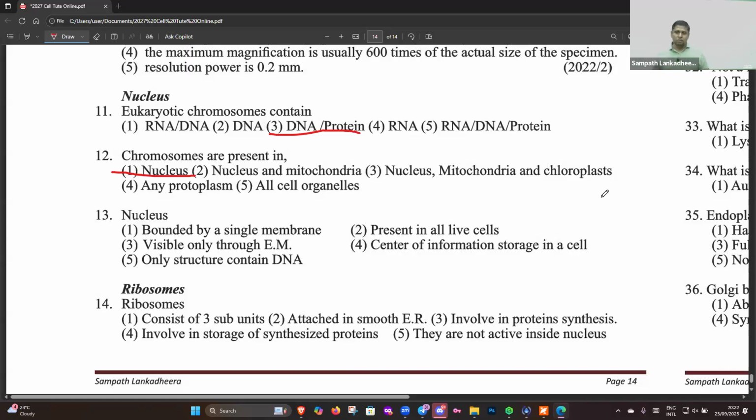Visible only through electron microscope. No, it's a light microscopic structure. Center of information storage in the cell. Yes, that's perfect. Only structure containing DNA. Wrong, because mitochondria and chloroplast have it too. So we can't agree with that. So moving to the next question, question number 14.